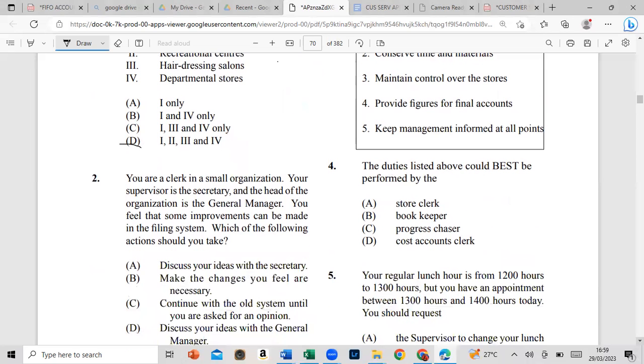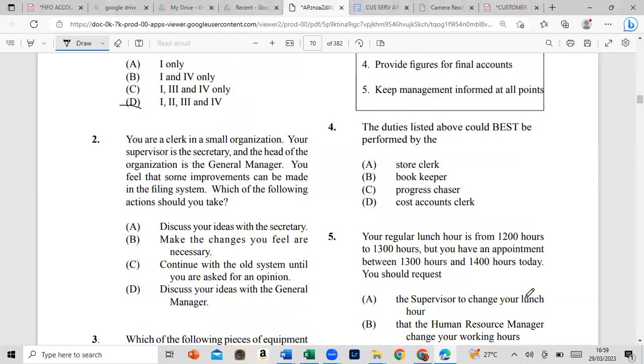You are a clerk in a small organization. Your supervisor is a secretary and the head of the organization is the general manager. You feel that some improvements can be made in the filing system. Which of the following actions should you take? Let me just scroll on so you guys can see. A. Discuss your ideas with the secretary. B. Make the changes you feel are necessary. C. Continue with the old system while you are asked for an opinion. And D. Discuss the ideas with the general manager.